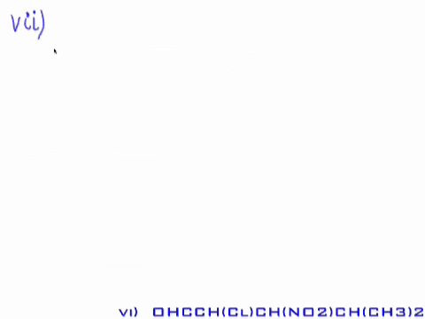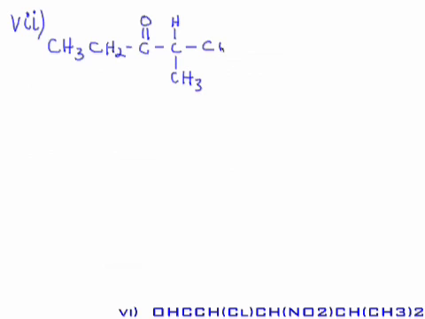Question 7, we have a CH3, CH2 attached to a C double bond O. The C double bond O is attached to a carbon that has an H and a CH3, and it is attached to a CH that has 2 CH3s off of it.